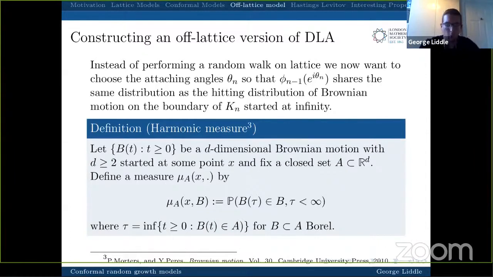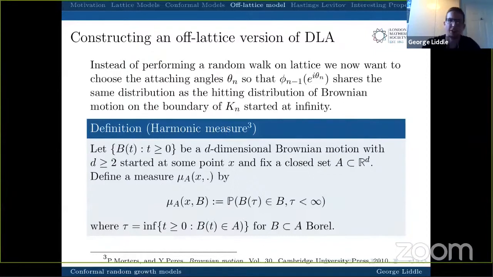So let's just have a recap. What was DLA? What were we studying? Well, this is on a lattice, and how we're attaching to the boundary points is we're taking a random walk on the lattice, and we're going to run until we hit one of the boundary points. And then we're going to attach that boundary point to the cluster. But now, rather than being on a lattice, we're in the complex plane, and we're going to use conformal maps. So instead of taking a random walk on the lattice, we're going to take Brownian motion, and we're going to run that until it hits the boundary of the cluster, and we're going to attach at that point.